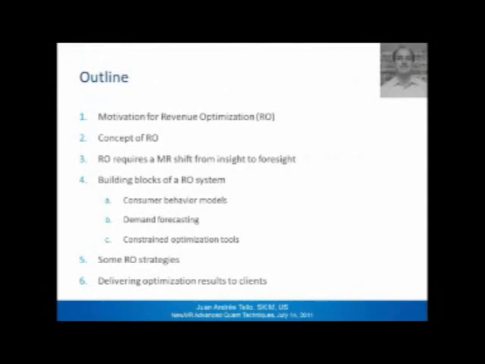The outline for today: I'll start off with the motivation for revenue optimization, then we'll talk about what the concept of RO is, what the requirements are for the market research function, and it's basically a shift from insight to foresight. Then we'll get into the building blocks of an RO system, and I'll go through those in detail. Then we'll look into some of the revenue optimization strategies that you could follow, and I'll close with some remarks and considerations when delivering optimization results to your clients.